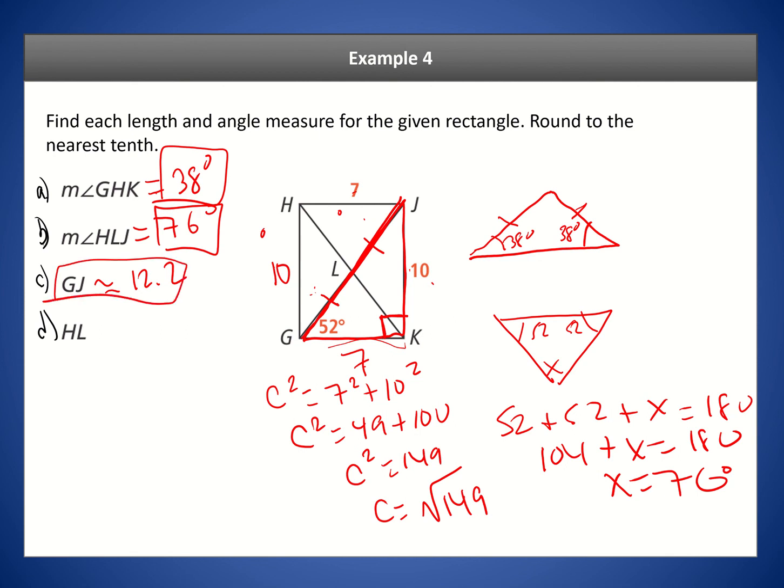Okay, so now let's find HL. That's pretty easy because we know that this diagonal is the same as this diagonal. And so HL, notice, is half of the diagonal. So we're just going to cut it in half. So it's going to be half of square root of 149, so square root of 149 divided by 2. And we'll get that as a calculator number here. So that's about 6.1.